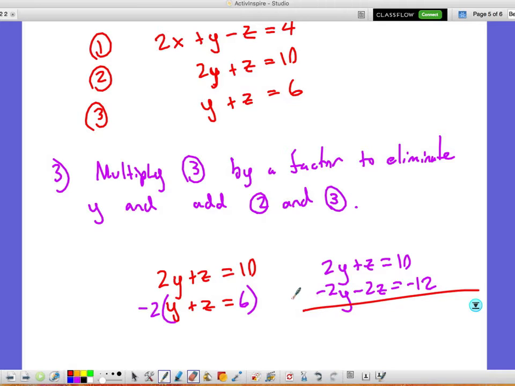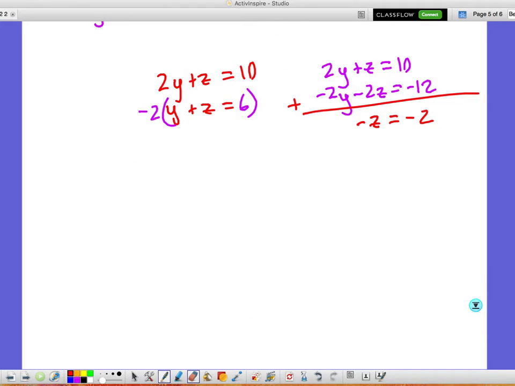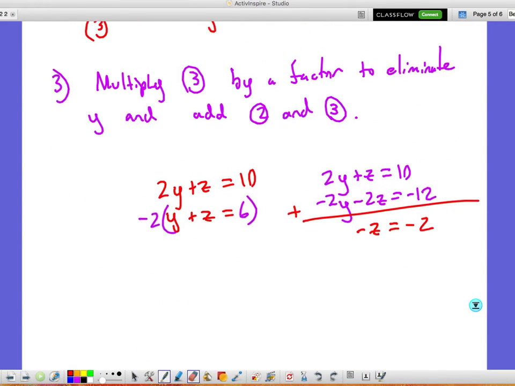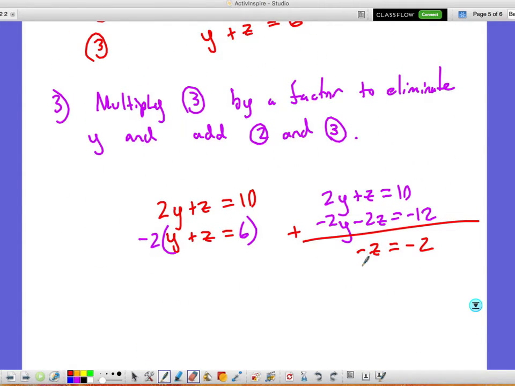So I basically multiplied -2 for everything in the third equation. Now we can go ahead and add together. So 2y minus 2y gives me 0. Z minus 2z gives me -z. And 10 minus 12 gives me -2. Well, look at that. We can go ahead and solve for z now. So in order to solve for z, I need to divide both sides by -1, and so what that gives me is z is equal to 2. Done. We solved for z.